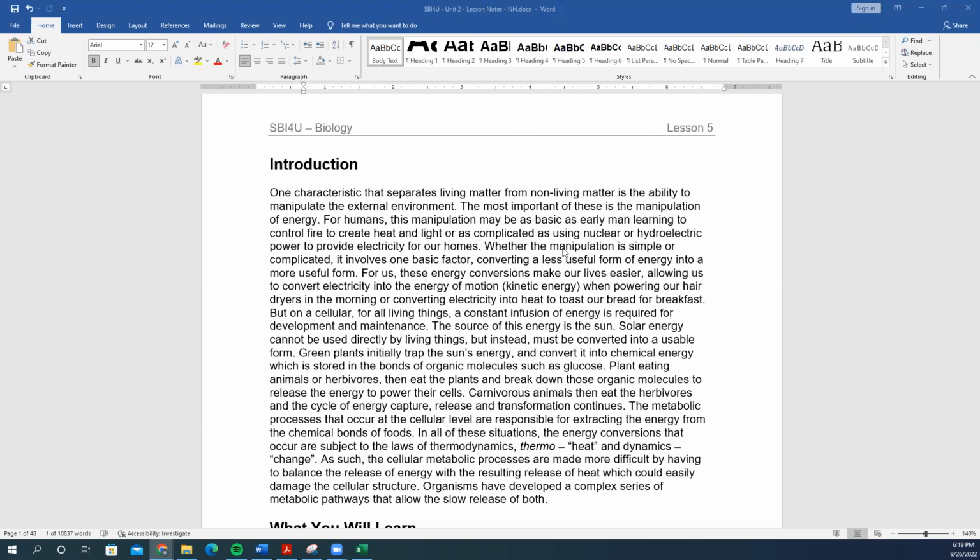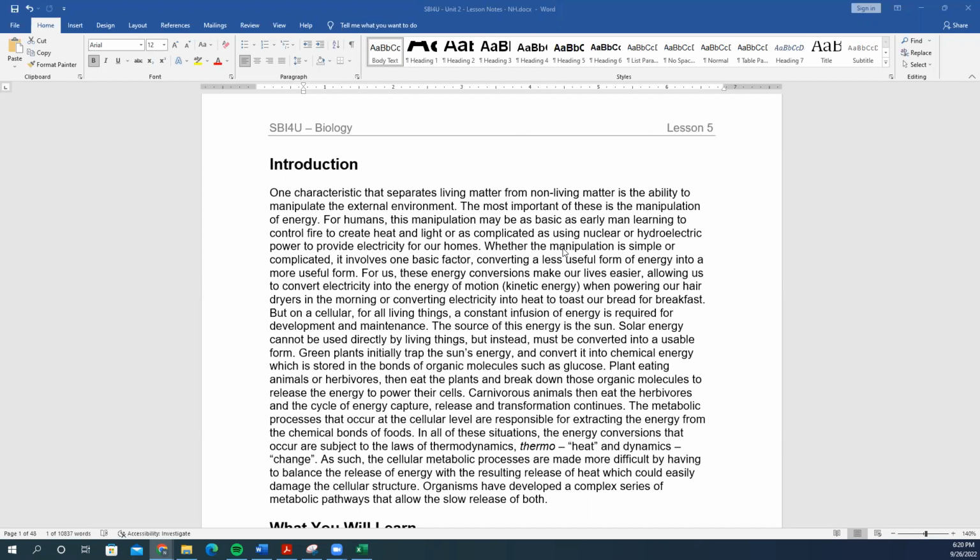And as such, these cellular metabolic processes are made more difficult by having to balance the release of energy with the resulting release of heat, which, if it's done in an uncontrolled way, if a whole lot of heat energy is suddenly released, can actually cause damage to the cellular structure.